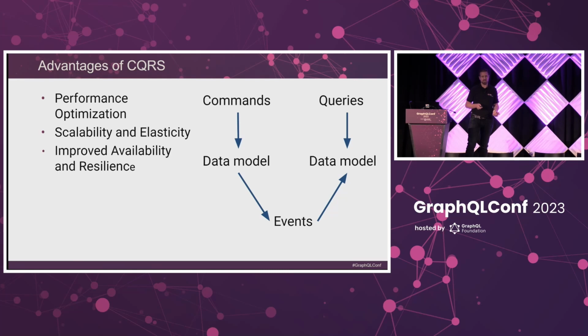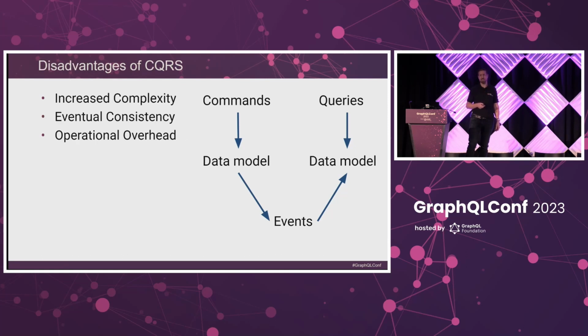Some of the advantages of CQRS: performance optimization. If you want to, you can use a specific database for your commands and another database for your queries. It's scalable and has elasticity. You could also have different kinds of projections, so different models for your queries, and build them specifically for certain queries, which makes it easier. And that's also offering more resilience.